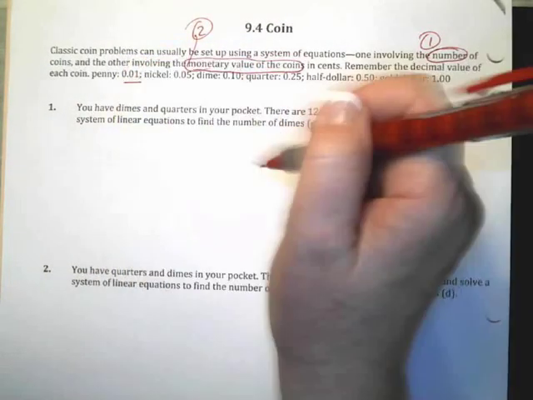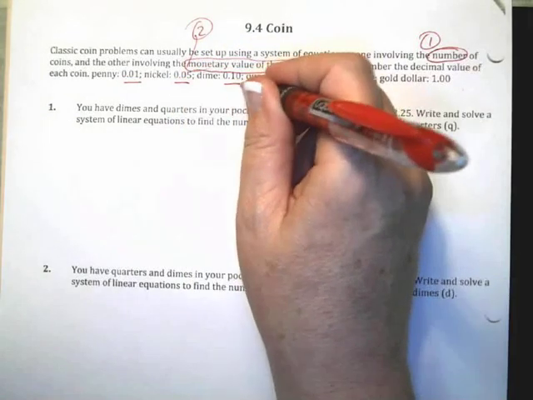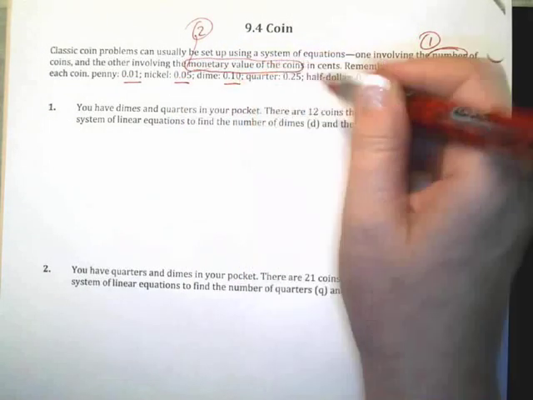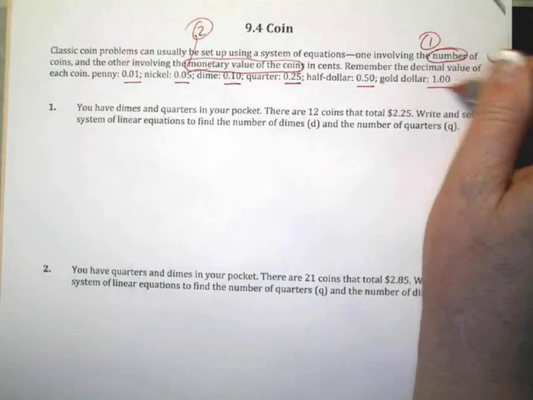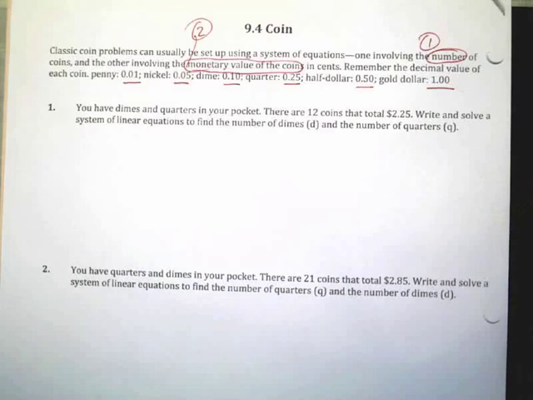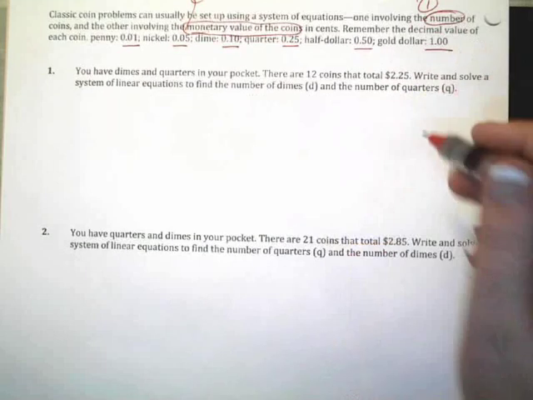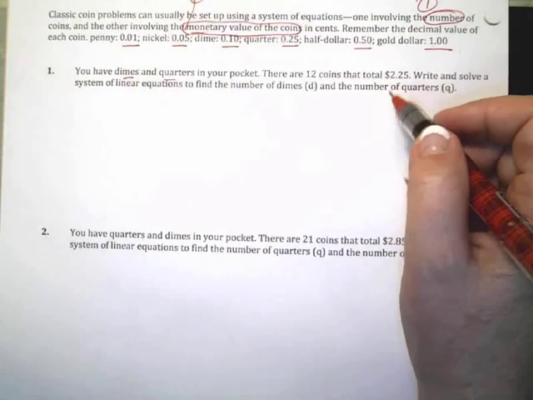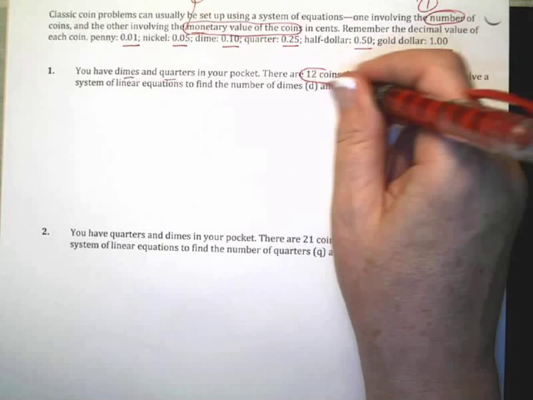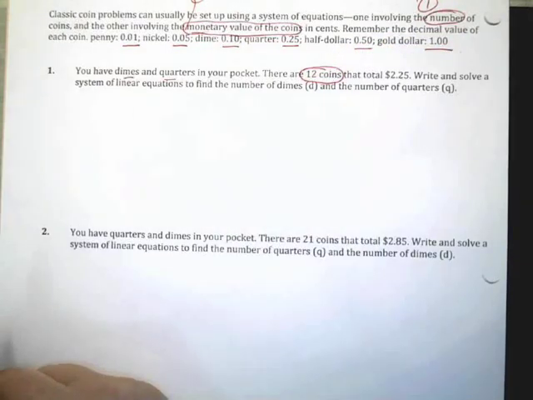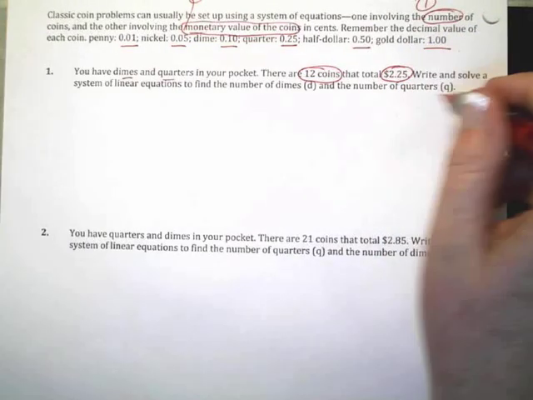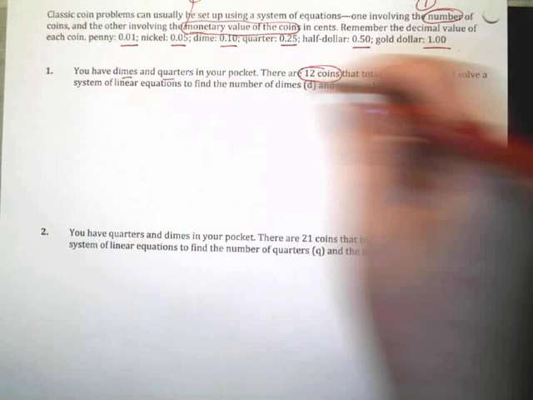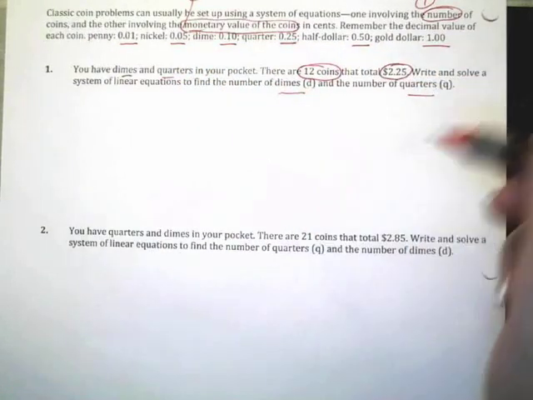A penny is 0.01, a nickel is 0.05, a dime is 0.10, a quarter is 0.25, half dollar 0.50, and a gold dollar 1.00. So let's go ahead and read through this first problem. You have dimes and quarters in your pocket. There are 12 coins. I'm going to go ahead and circle that 12. And they total $2.25. Write and solve a system of linear equations to find the number of dimes and the number of quarters.